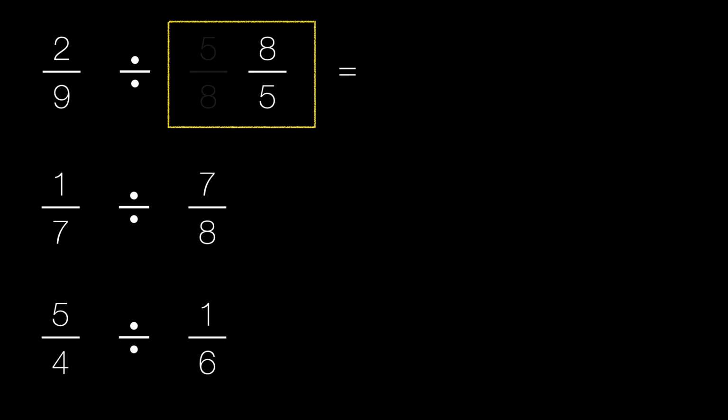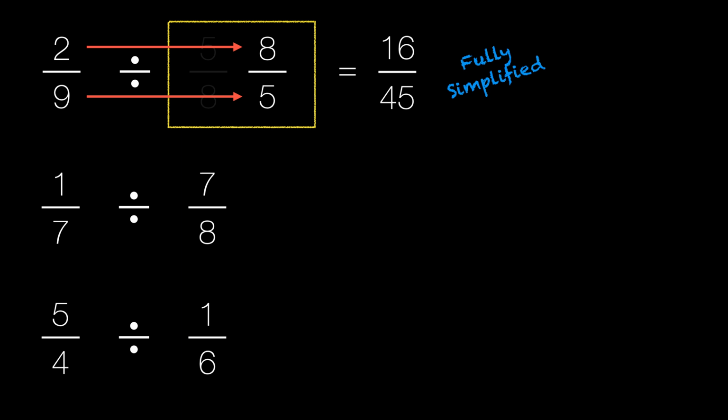All right, let's try the first one. 2/9 divided by 5/8. First, you're going to flip that 5/8 to 8/5. Multiply across. 9 times 5, 45. 2 times 8, 16. And that is fully simplified.